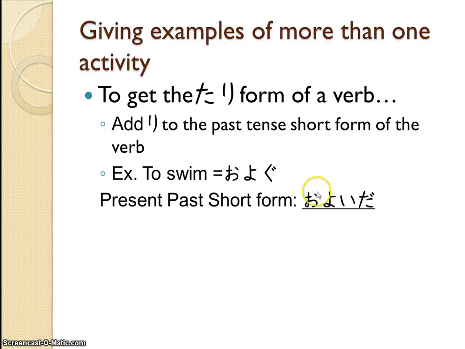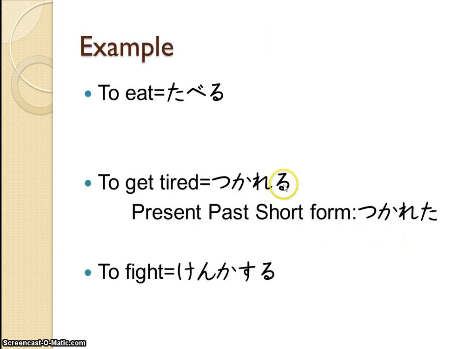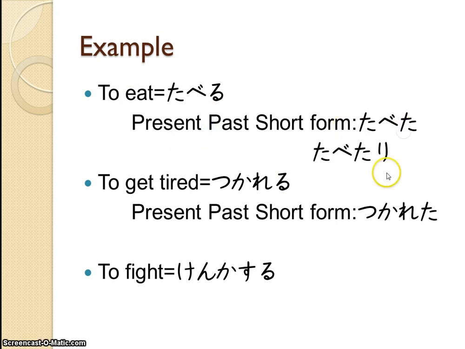So oyogu becomes oyoida. Okay, so it'll be oyoidari. Okay, so let's do some of these. Taberu becomes tabeta, so it'll be tabetari. Tsukareru becomes tsukareta, so it'll be tsukaretari.